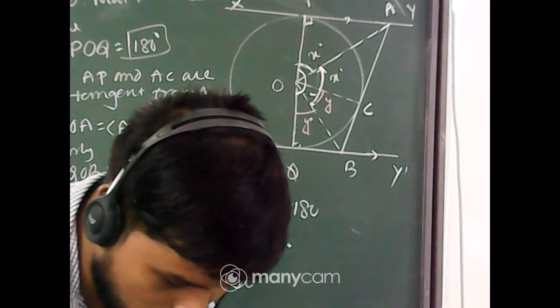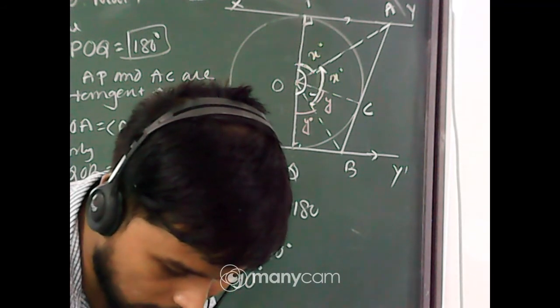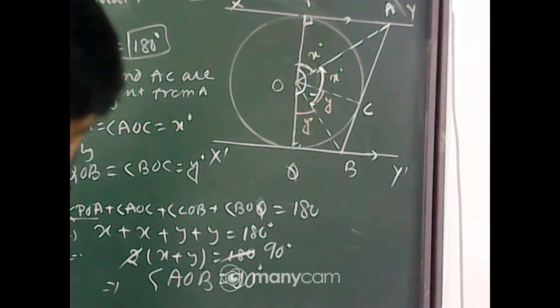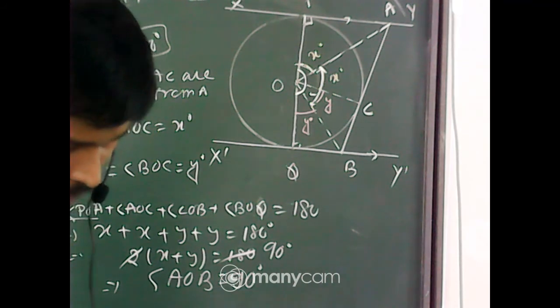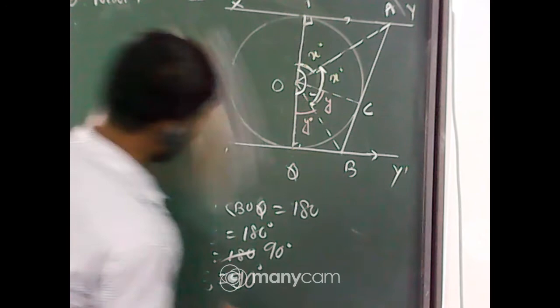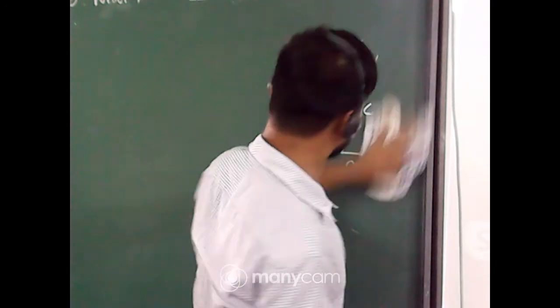Prove that the angle between two tangents drawn from an external point to a circle is supplementary to the angle subtended by the line segment joining the points of contact at the center. Okay, so let's do the next question. Question number 2.